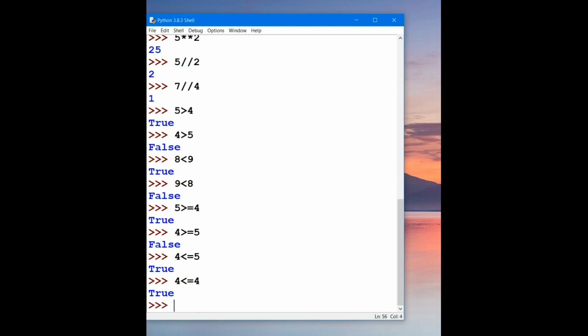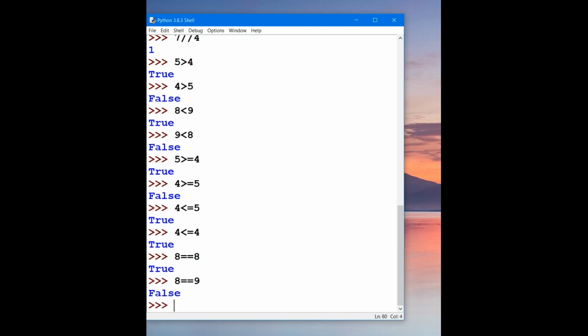Now, we also have equal to. Remember that a single equal sign is used for assignment. If we want to compare two values, we have to use the equal to operator, which is two equal signs. So we use two equal signs to compare two values. 8 equals 8, yes, it is equal. If 8 equals 9, no, it is not equal, so we get the false result here.